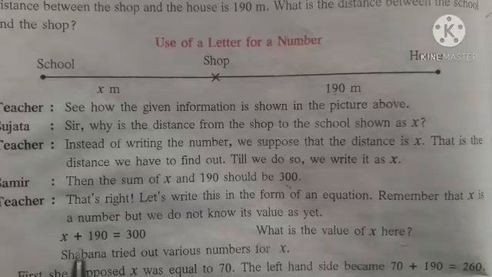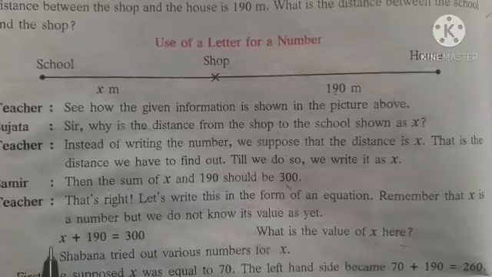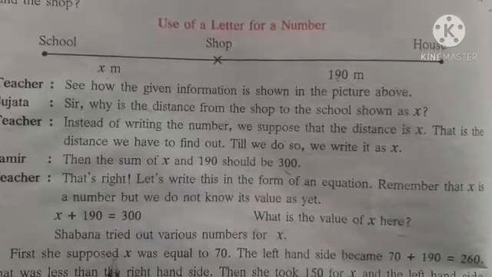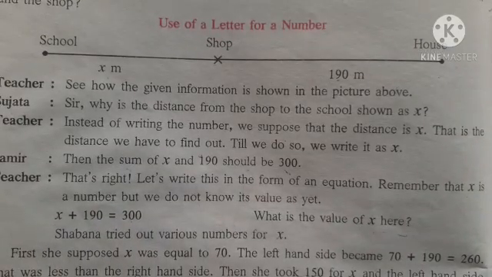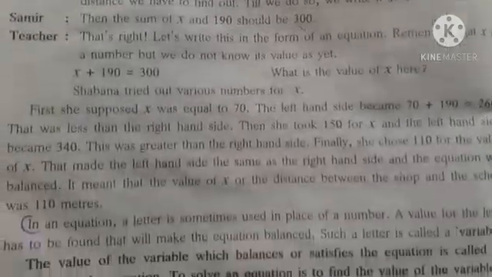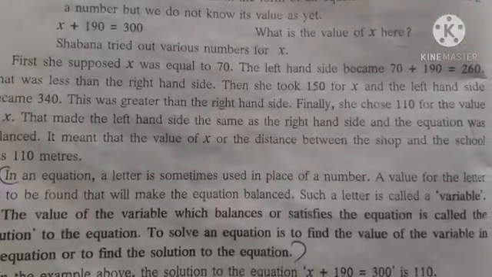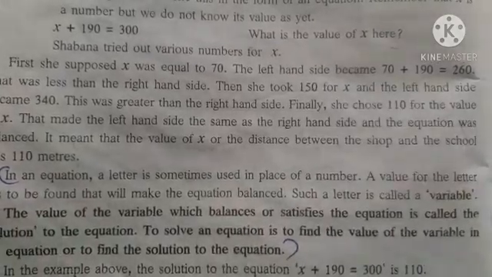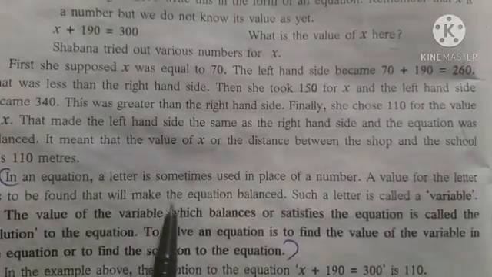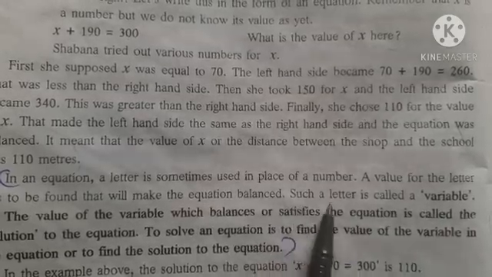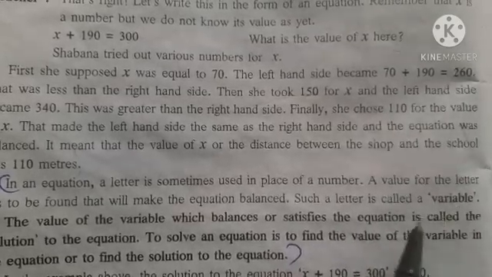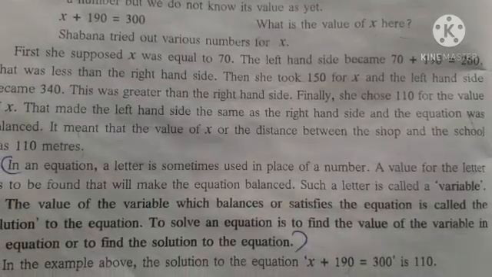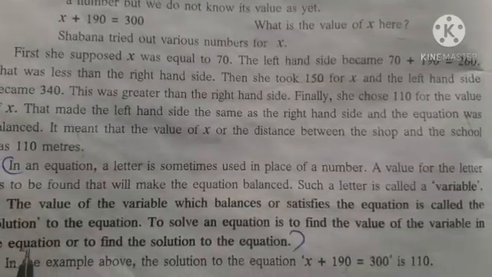Children, we have got here our equation: x plus 190 equals 300. Now here we have to find the value of x. In an equation, a letter is sometimes used in place of a number. A value for the letter has to be found that will make the equation balanced. Such a letter is called a variable. Here we have taken an alphabet, so this alphabet is called a variable.